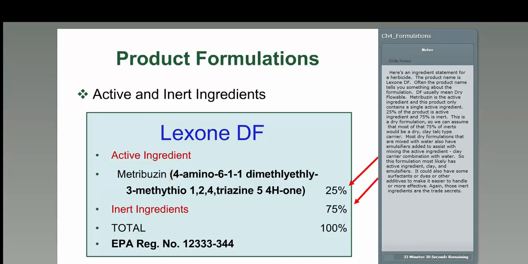This is a dry formulation, so we can assume that most of that 75% of inerts would be a dry, clay talc type carrier. Most dry formulations that are mixed with water also have emulsifiers added to assist with mixing the active ingredient on the clay carrier with water. So this formulation most likely has active ingredient, clay, and emulsifiers. It could also have some surfactants or dyes or other additives to make it easier to handle or more effective. Again, those inert ingredients are the trade secrets.